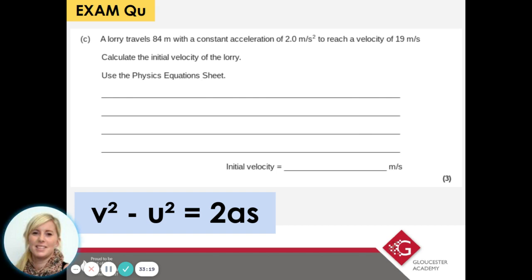Okay, so next question is the same equation. For this one, I just want you to have a go on your own. So pause the video and work it out. Remember, you can write the question and put what each number means above it so that you know exactly what you're working out. So pause the video and then have a go.